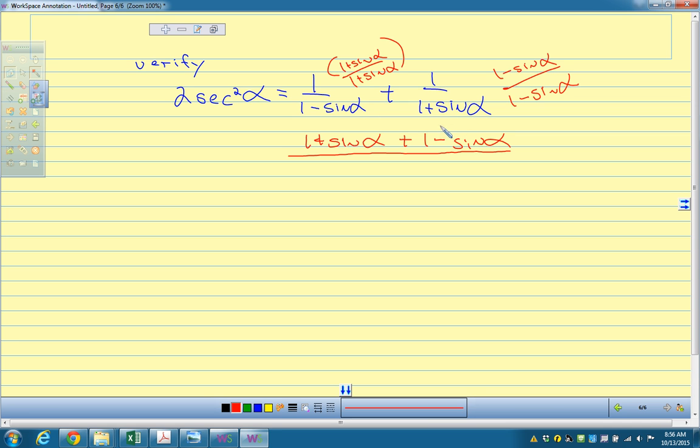What's 1 minus sine alpha times 1 plus sine alpha? It's 1 minus sine squared alpha. Now look at how nicely things disappear. This goes away, because 1's minus 1 plus. What's 1 minus sine squared equal to? Cosine squared. And then 2 over cosine squared is equal to 2 secant squared alpha.